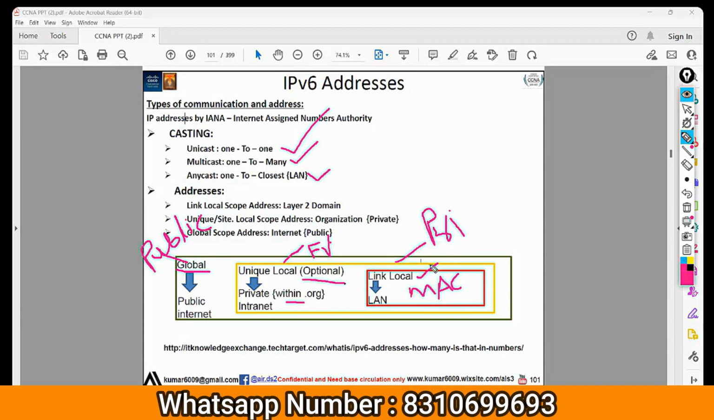This link local automatically gets configured, you don't need to configure it. Using the MAC address, it automatically gets configured. I'm going to explain how. For global scope, you have to pay money, buy the address and configure it. So in whatever lab we do now, we are going to configure global scope only.